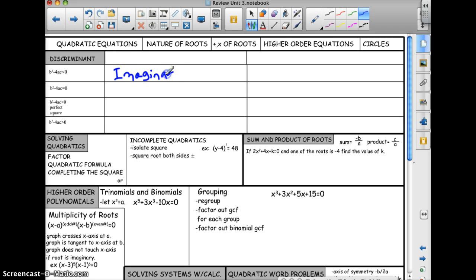All right, and what would that look like if I was going to graph that? That would be a parabola that doesn't intersect the x-axis. It would look like one of those two.